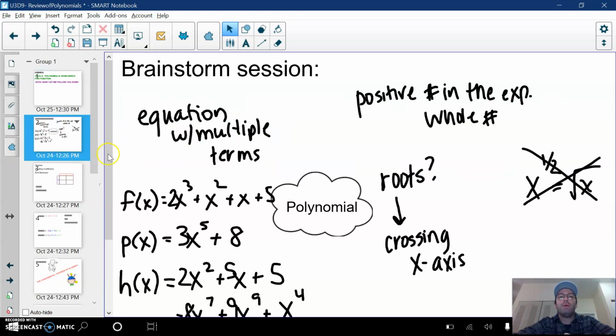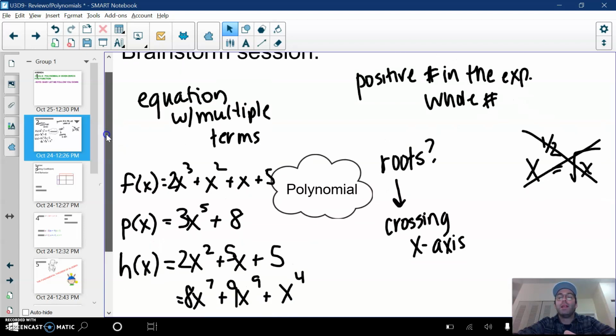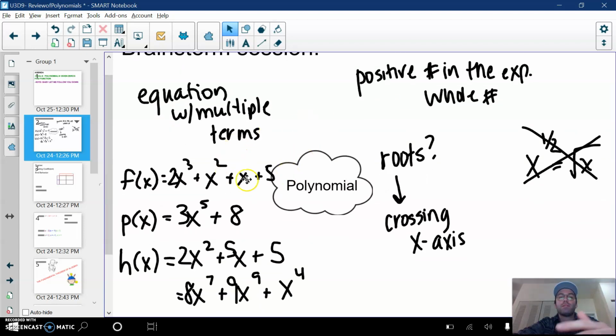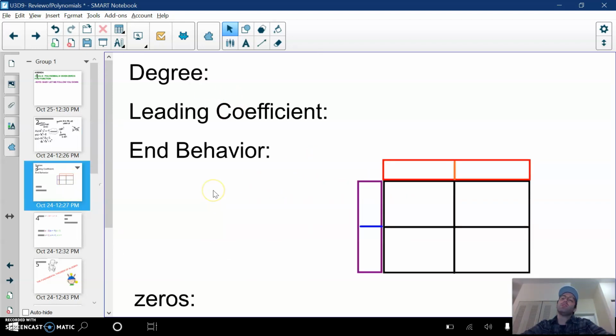Thoughts that come to mind here in polynomials. These are some thoughts that have come up in the past. Obviously, we're not able to do this part, but those are some things that come up to people. Let's talk about polynomials in general. Let's talk about the degree of a polynomial.